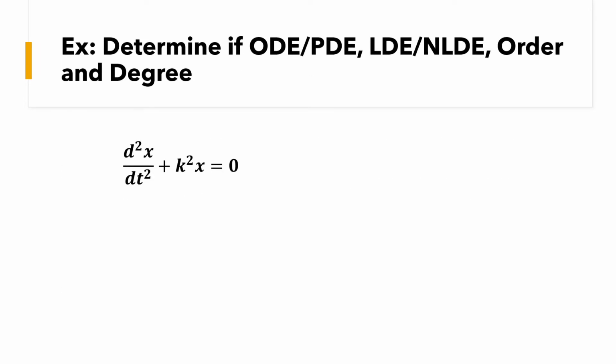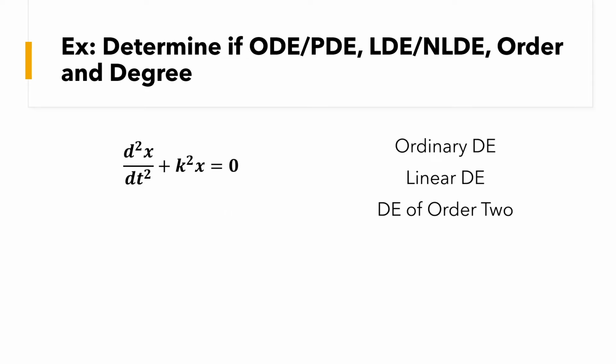Example. Determine if ordinary or partial, linear or nonlinear, then the order and the degree of the equation. So we have d squared x over dt squared plus k squared x is equal to 0. Obviously, we have a second derivative. Then our degree is 1. Is this an ordinary or partial differential equation? Obviously, this is an ordinary differential equation.